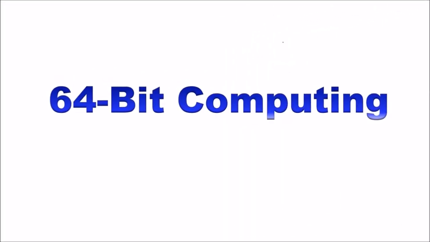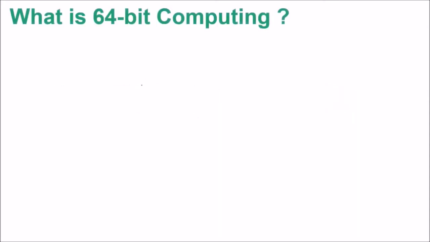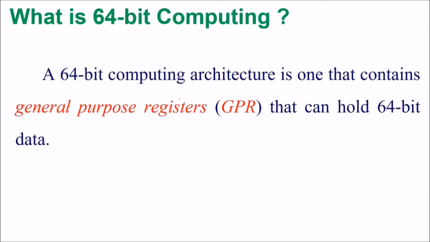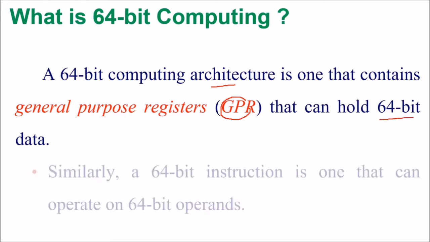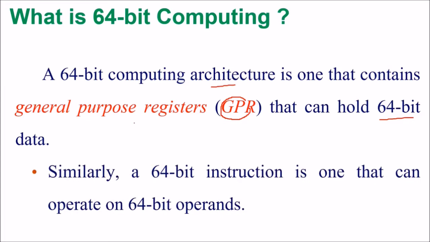What is 64-bit computing? A 64-bit computing architecture is one that contains GPRs, or general purpose registers, that can hold 64 bits of data. Similarly, a 64-bit instruction is one that can operate on 64-bit operands.